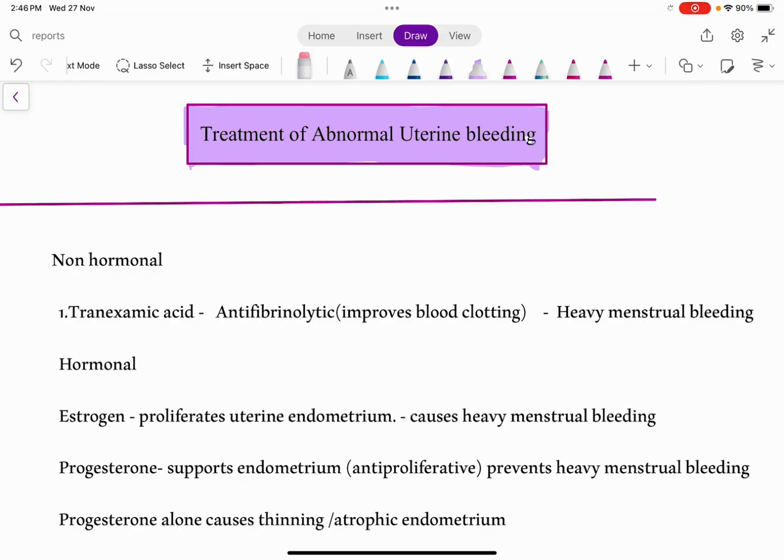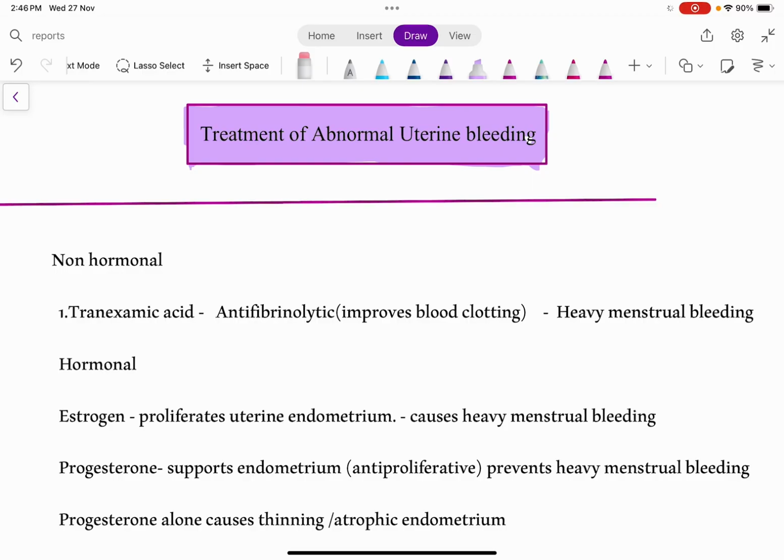In this module, we're going to discuss the treatment of abnormal uterine bleeding. In the previous module, we dealt with the endometrial biopsy, where the report came out to be endometrial hyperplasia with atypia and without atypia.